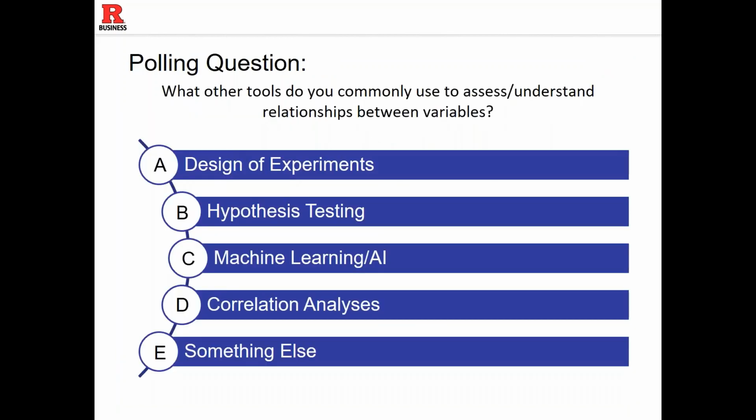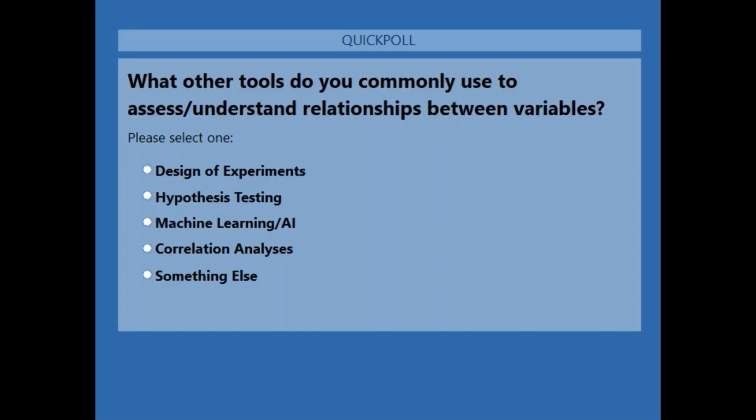So I'm going to pause here. We have another polling question, Jabril. My question to you all is, obviously understanding variable relationships is quite challenging. So what other tools do you commonly use to understand or assess variable relationships? We have a few here: design of experiments, hypothesis testing, machine learning, correlation analyses, and maybe something else. I just wanted to get a feel from the audience, how you understand or really take a deep dive into relationships between variables, at a high level.